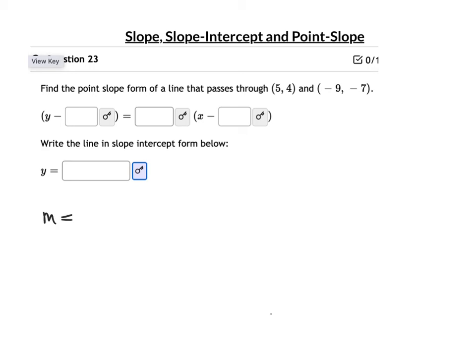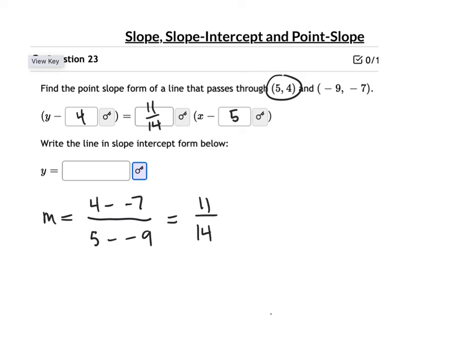So this is like the example I did where we have to find the slope first. So 4 minus negative 7 over, subtract the x's below, 5 minus negative 9. That would be 11 over 14 because the double negative makes a positive and you add. So pick a point. How about 5, 4? I like 5, 4. Either one should work. This is y minus 4 equals 11/14 times x minus 5.